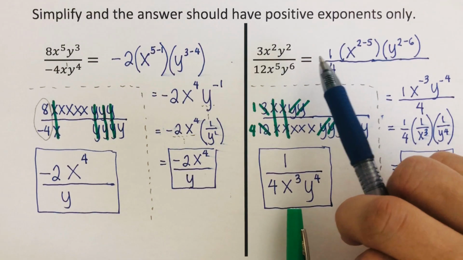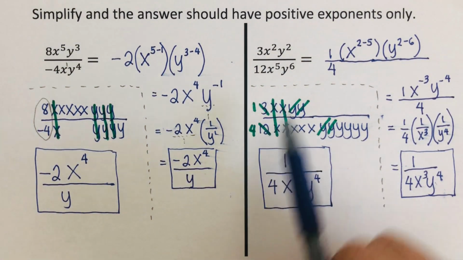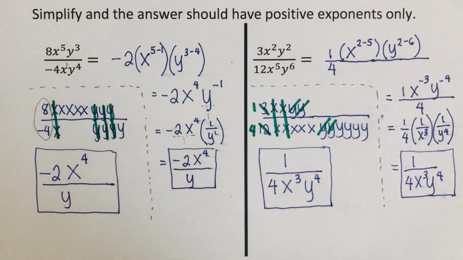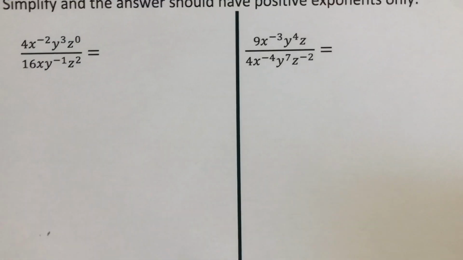You would use the quotient property, or you would use the expanded version and then just cross out those like terms, and then you can still get the same answer. It doesn't really matter. Did you get the same answer as this? Good. Perfect. Now let's move on to the next problem right here.